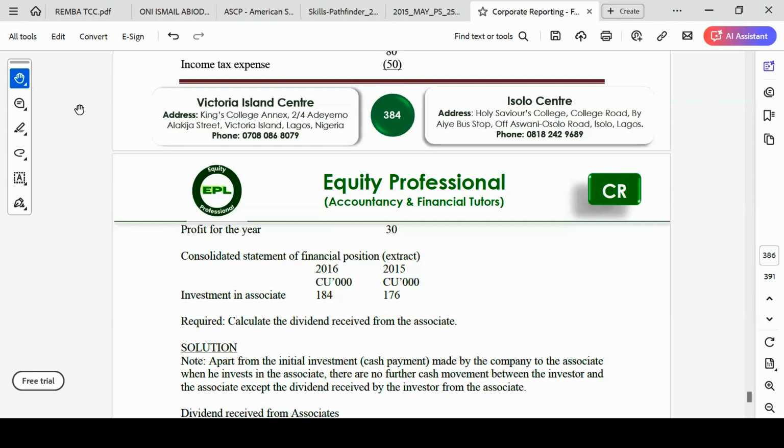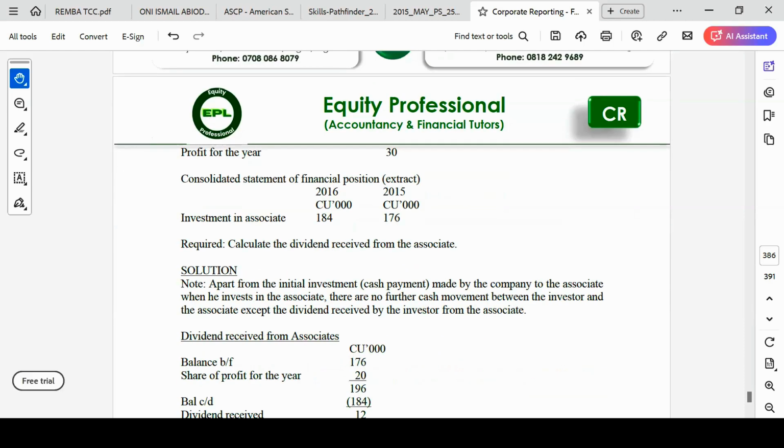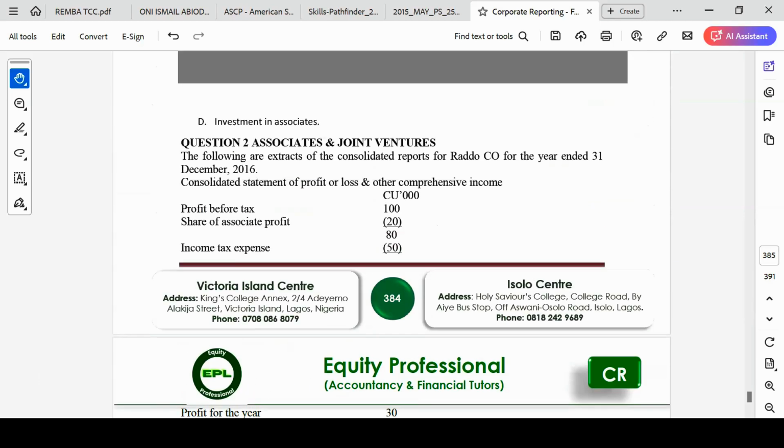Now, that dividend that we received, that we canceled out, we are going to say this is an investing activity. So the dividend received from associates should be part of the investing activity because it's a cash flow, all right? And that is what was done here. Let's look at this small question here.